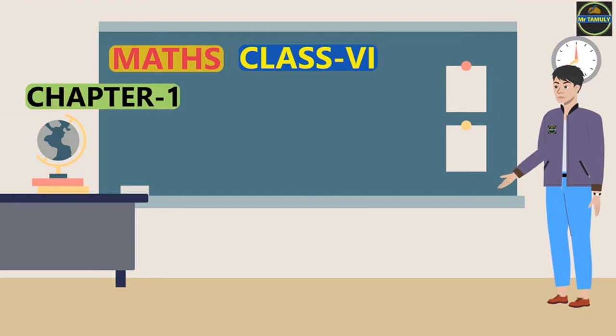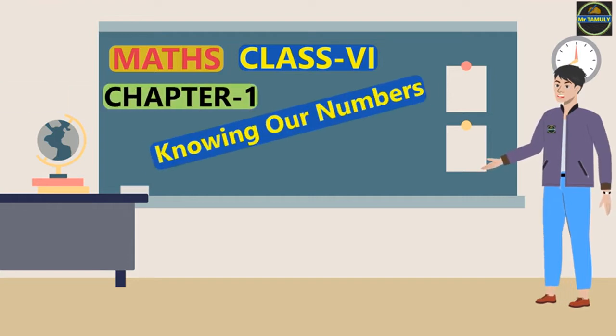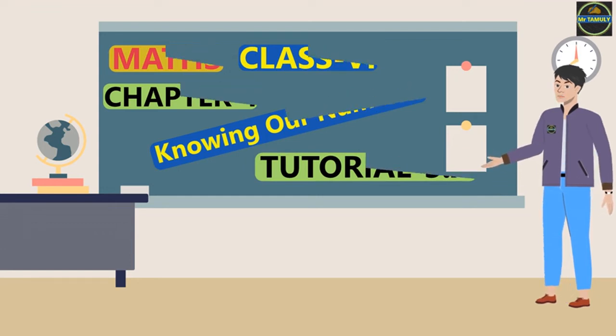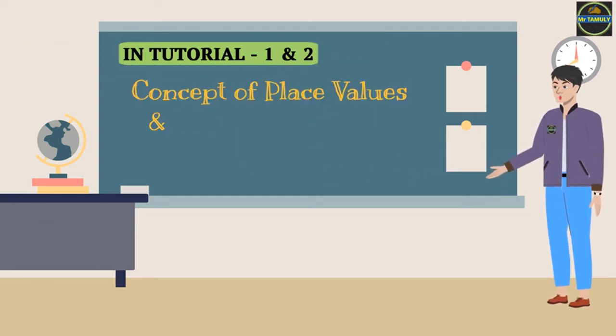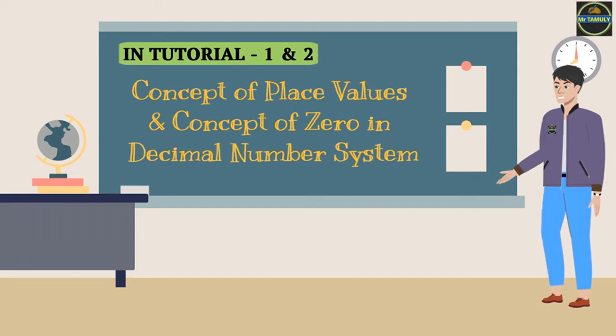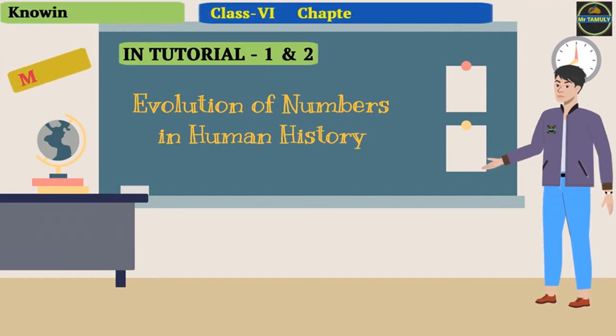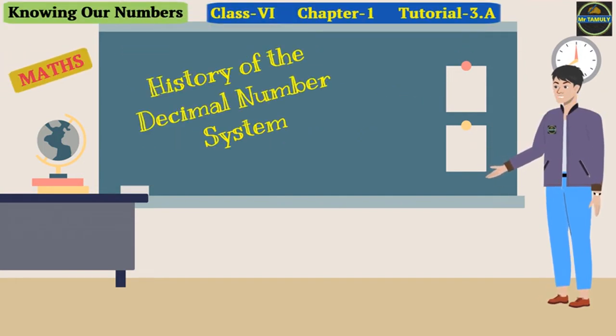We are in the first chapter, namely knowing our numbers. This tutorial is tutorial number 3.a for chapter 1. In the previous tutorials, we learned the concept of place values and the concept of zero in the decimal number system. We also learned about the evolution of numbers in human history. In this tutorial we shall discuss the history of the decimal number system.